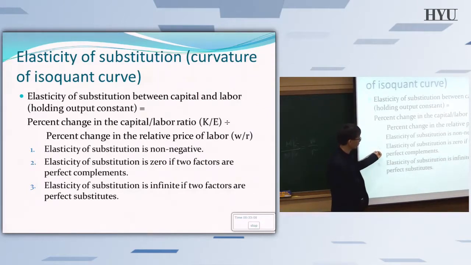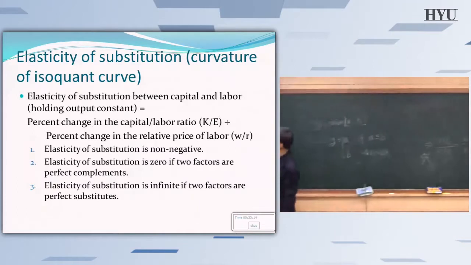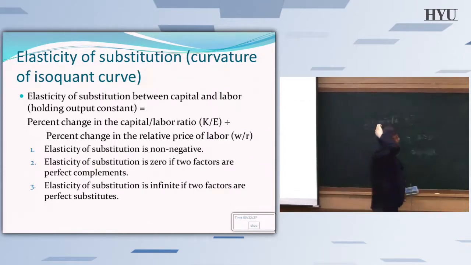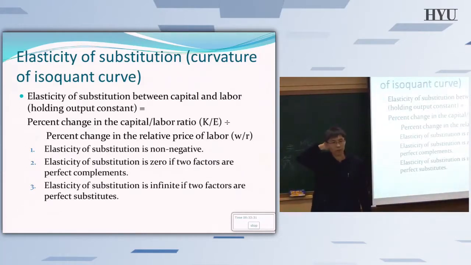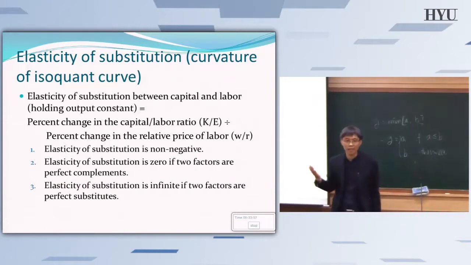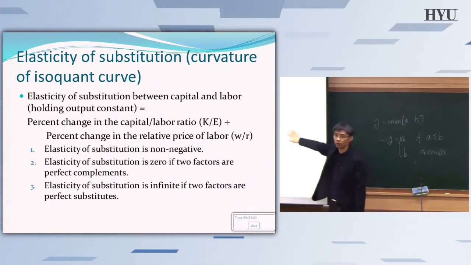And if two factors are perfect complements, this number must be zero. Why? The way of thinking about it is, let's say labor got cheaper. What happens to your K over L? If you keep the same output, let's say you need four operators for one machine. But now you found out that the wage for operators is cheap. What are you going to do? You want to hire one more guy? It doesn't make any sense because this one more guy will do nothing. So even if the wage got lower, you will not change the ratio. That means the elasticity of substitution must be zero for perfect complements.